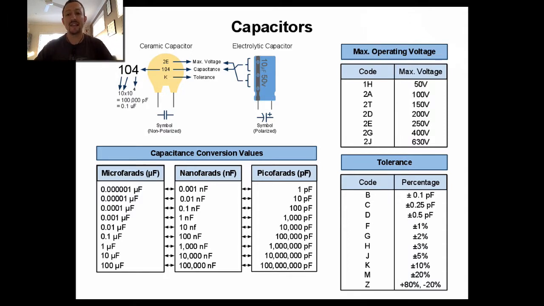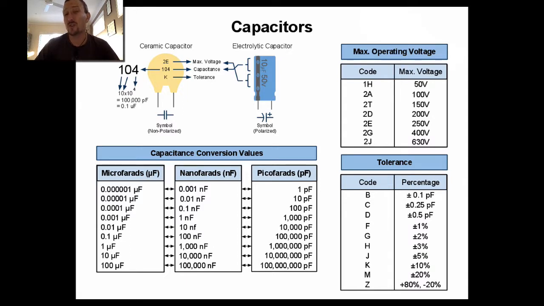Obviously, if you look at the Z, it's 80% above and 20% below. So obviously, if you're going lower down the code, such as your B's and C's, you're getting to a very expensive capacitor, because it specifically will hold a specific amount of charge and won't fluctuate much around that.